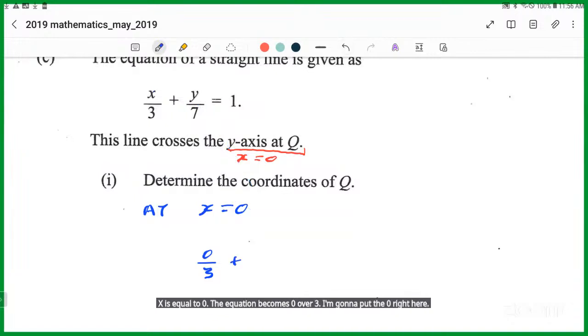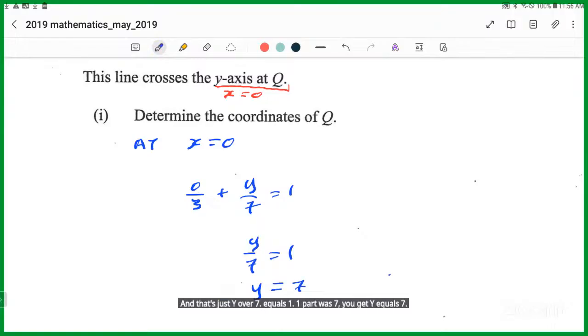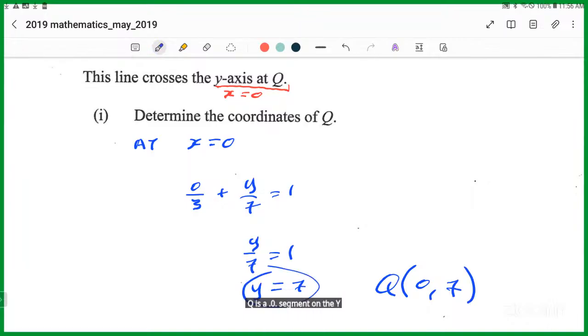Plus y over 7 equals 1. So it's gone. So you're left with y over 7 equals 1. Multiply by 7, you get y equals 7. So Q is a point (0, 7) on the y-axis.